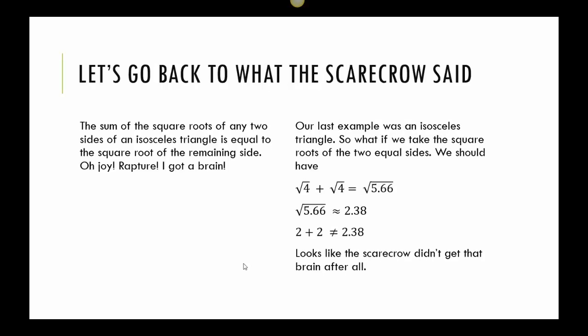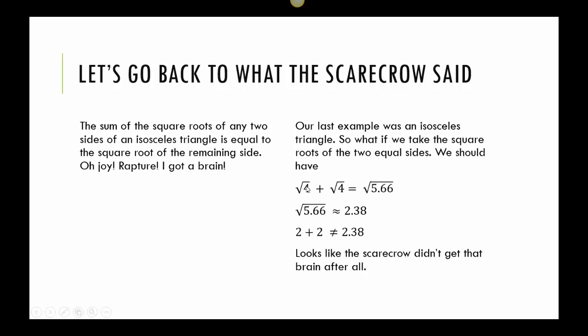So let's go back to what the scarecrow said and use it with this isosceles triangle that I just showed you. So the scarecrow said the sum of the square roots of any two sides of an isosceles triangle is equal to the square root of the remaining side. Okay, so our last example was an isosceles triangle, and it says if we take the square roots of two sides, so let's take the square root of 4 and the square root of 4, then it should be the square root of the other side, which we said was 5.66.